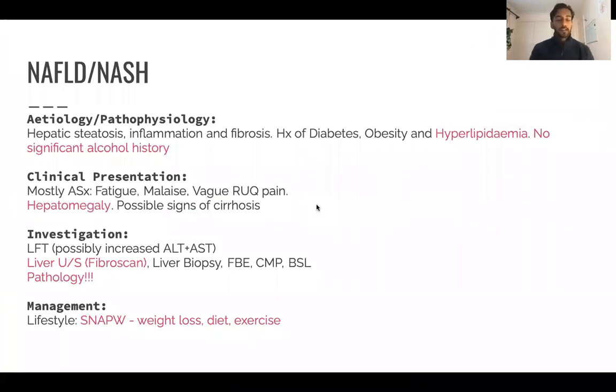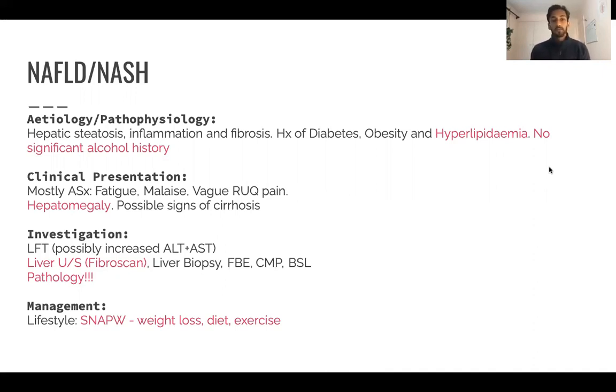So next important thing to know when it comes to hepatobiliary is your non-viral infection liver conditions. The first one we'll look at is non-alcoholic fatty liver disease. Literally the pathology is in the name. It's non-alcoholic and it's fatty liver disease. So the classic things that you're looking out for, especially on pathology, are hepatic steatosis, so your fat globules, inflammation of the liver, as well as fibrosis. Classically, they'll also have a history of diabetes, obesity, hyperlipidemia, and no significant alcohol history is really important as well, because that's your differentiating factor on history between NAFLD and AFLD.